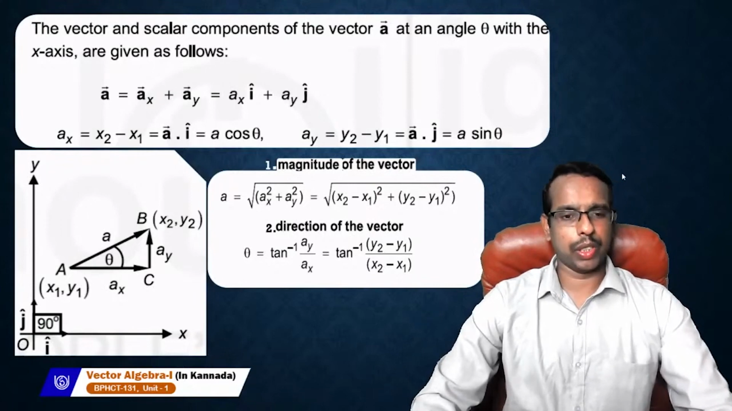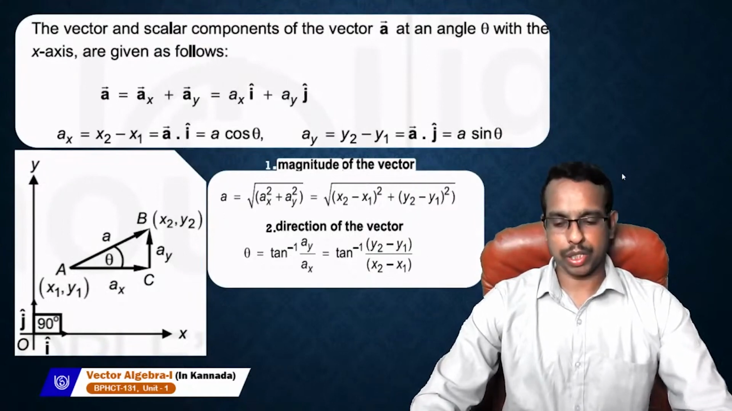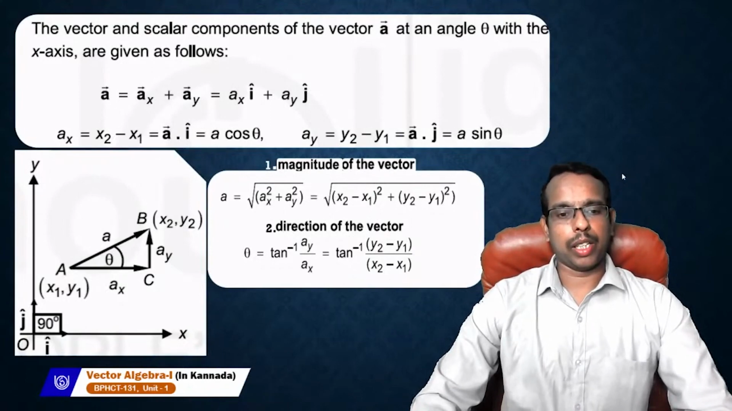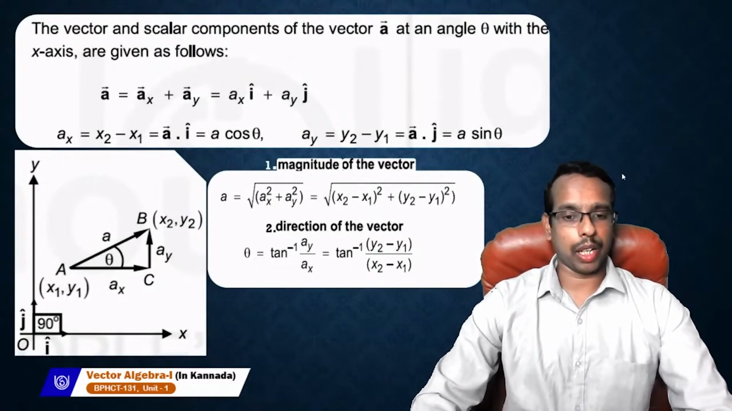So just replace with x2 and x1, and you get the magnitude of the vector, especially when the vector starts from some point within the space and ends elsewhere. Theta is similarly tan inverse of ay by ax. So this remains the same.